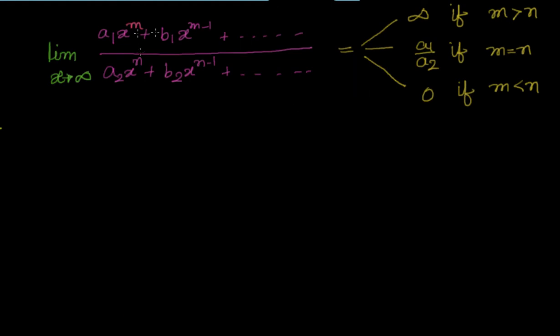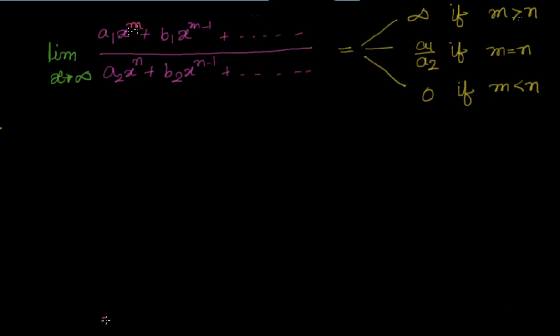So, if we have a function with the numerator as an algebraic expression with a degree m and the denominator as an algebraic expression with a degree n, then if m is greater than n, the limit of f of x is equal to infinity. If m is equal to n, then the value is nothing but a1 by a2. If m is less than n, then the function limit will be equal to 0. It's very simple, you can understand that.